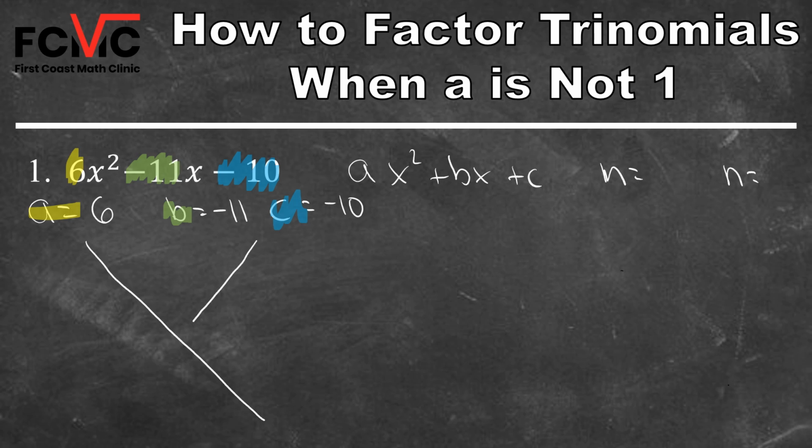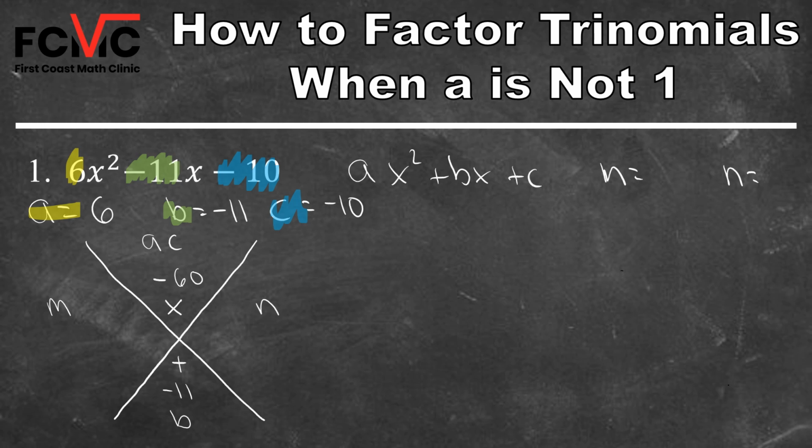And to find our values of m and n, let's draw our x, m here, n here, a times c, and b. So a times c is negative 60, b is negative 11, and I want two values that multiply to negative 60, but add to negative 11. So again, my advice is start with the multiplication, find values that multiply to negative 60, and then we could work on the addition, or even positive 60, and then you can kind of manipulate the signs.